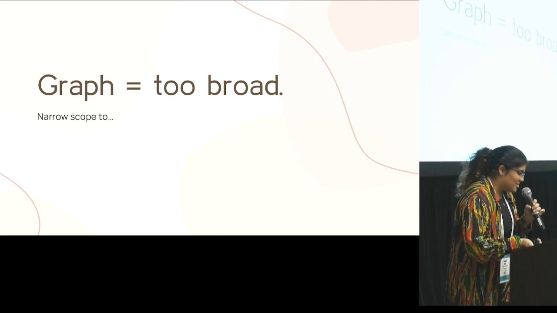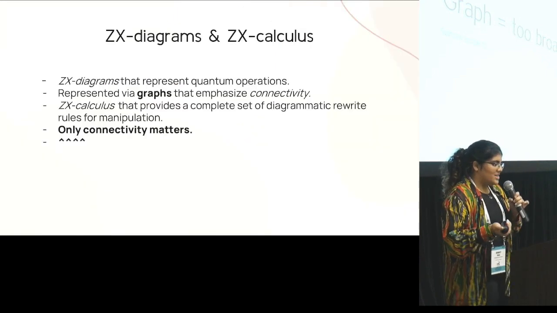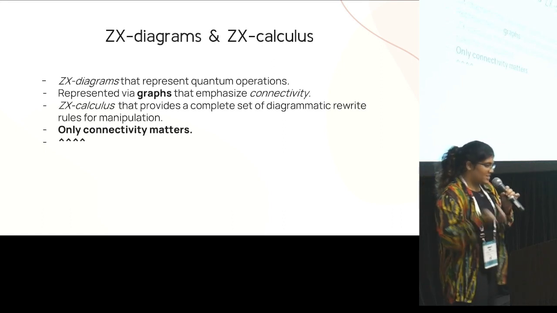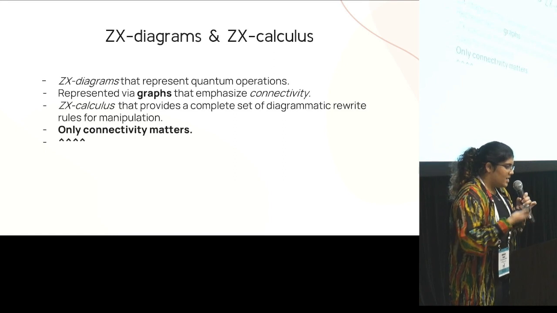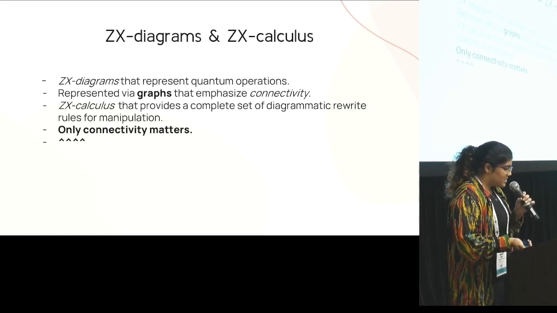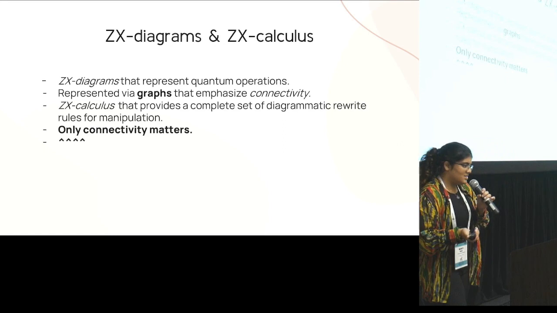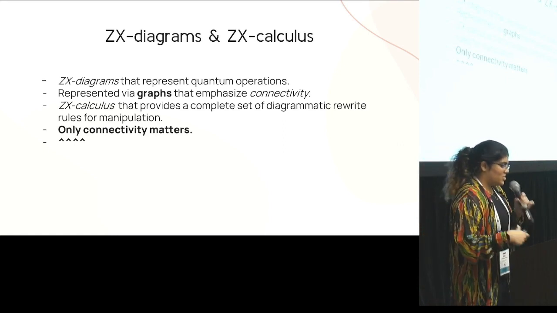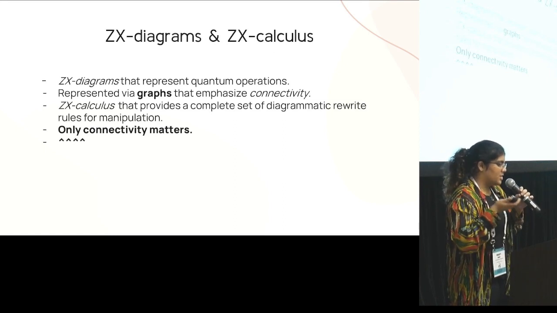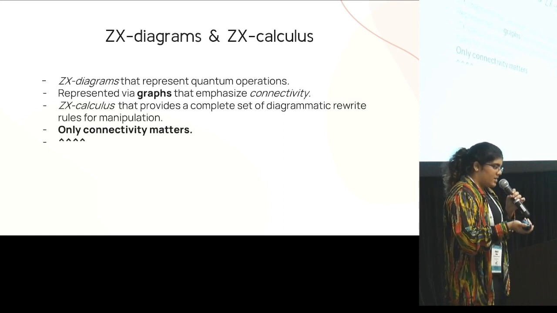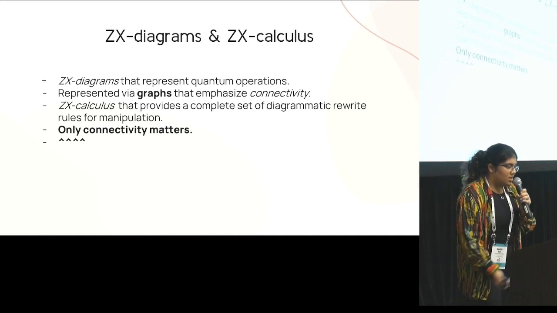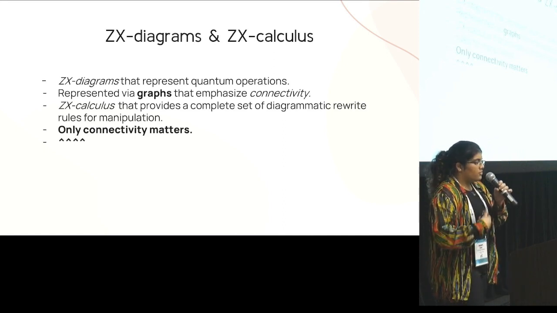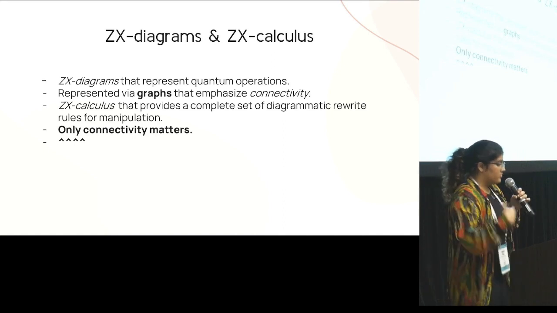But I'm going to narrow the scope to what I actually did, which was a specific graphical language called the ZX calculus, and the graphs are called ZX diagrams. They represent quantum operations, and all you need to know is that it's a graphical language, and it really likes this notion of connectivity, just like a normal graph. The main thing you're focusing on is what nodes are connecting to each other; how they're connected doesn't really matter. The ZX calculus provides a complete set of diagrammatic rewrite rules for the manipulation of these diagrams.